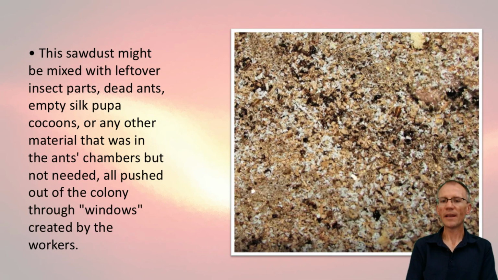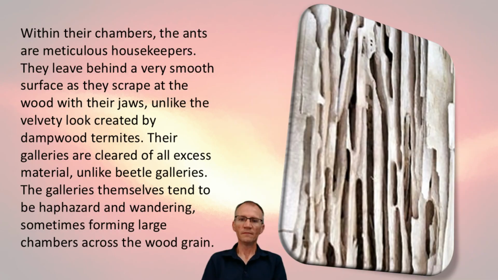This sawdust might be mixed with leftover insect parts, dead ants, empty silk pupa cocoons, or any other material that was in the ants' chambers but not needed, all pushed out of the colony through windows created by the workers. Within their chambers, the ants are meticulous housekeepers. They leave behind a very smooth surface as they scrape at the wood with their jaws, unlike the velvety look created by damp wood termites. Their galleries are cleared of all excess material, unlike beetle galleries. The galleries themselves tend to be haphazard and wandering, sometimes forming large chambers across the wood grain.